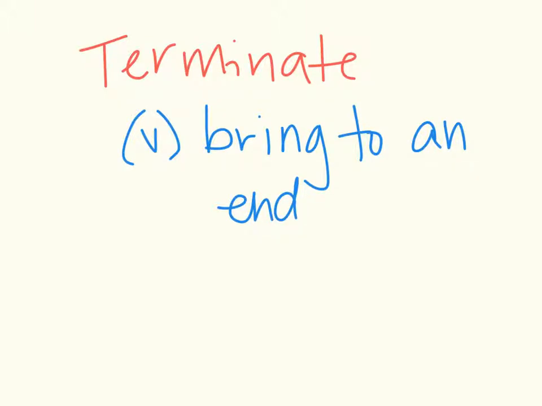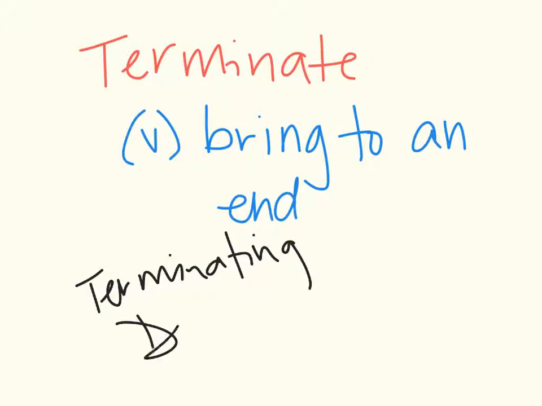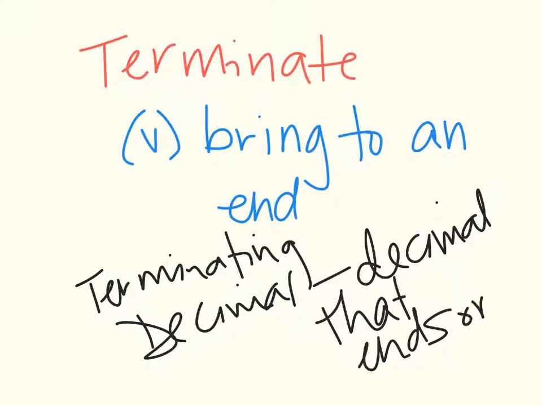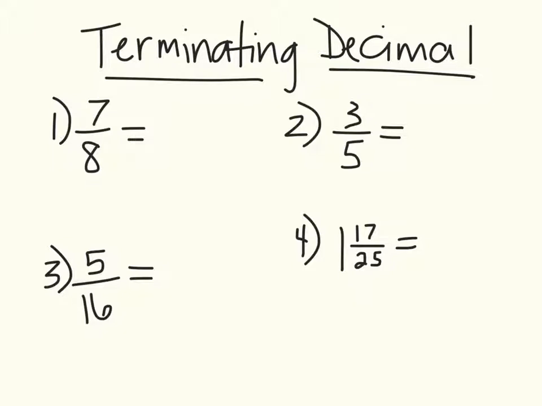If you think about terminating something, to terminate is a verb and it means to bring to an end. So if you think about something ending, that means that something is terminating. If we are defining the idea of a terminating decimal, it is a decimal that ends or stops. We're going to think about decimals that end.